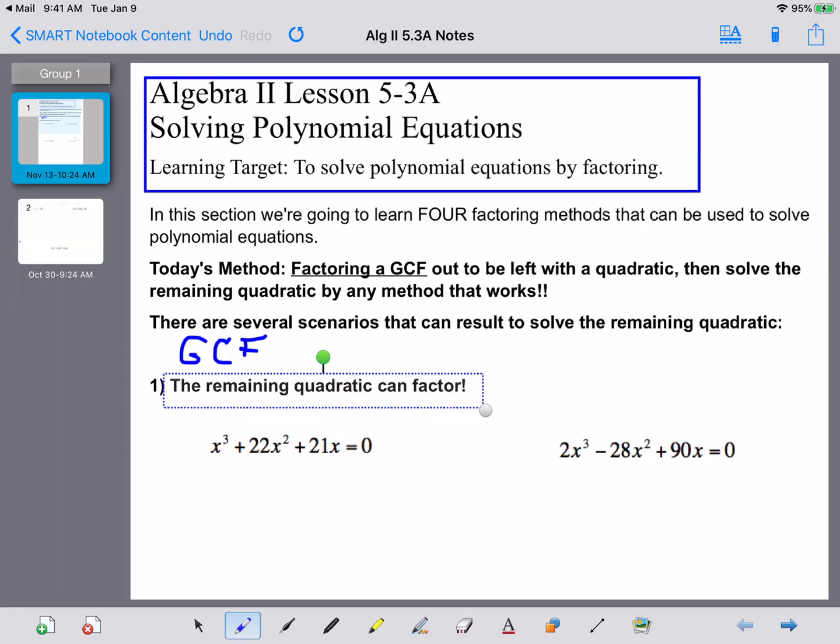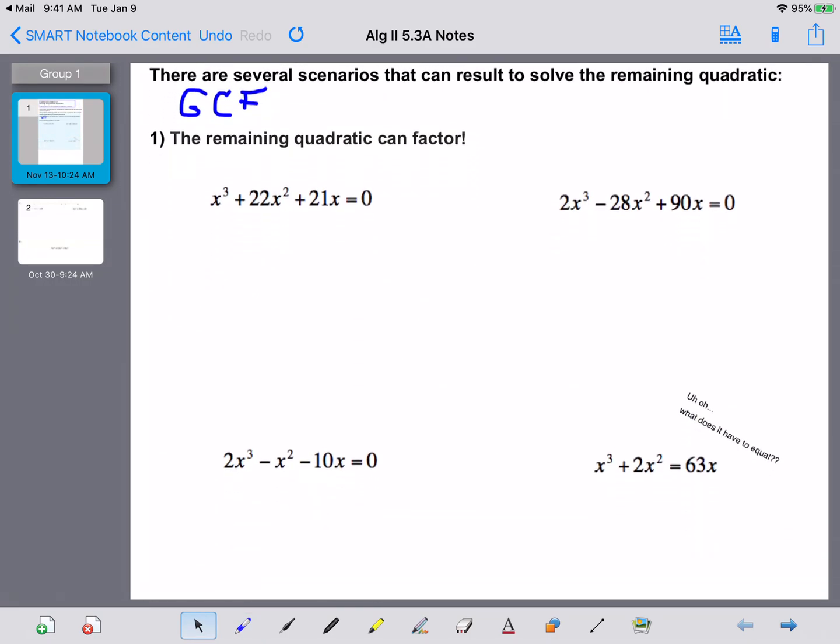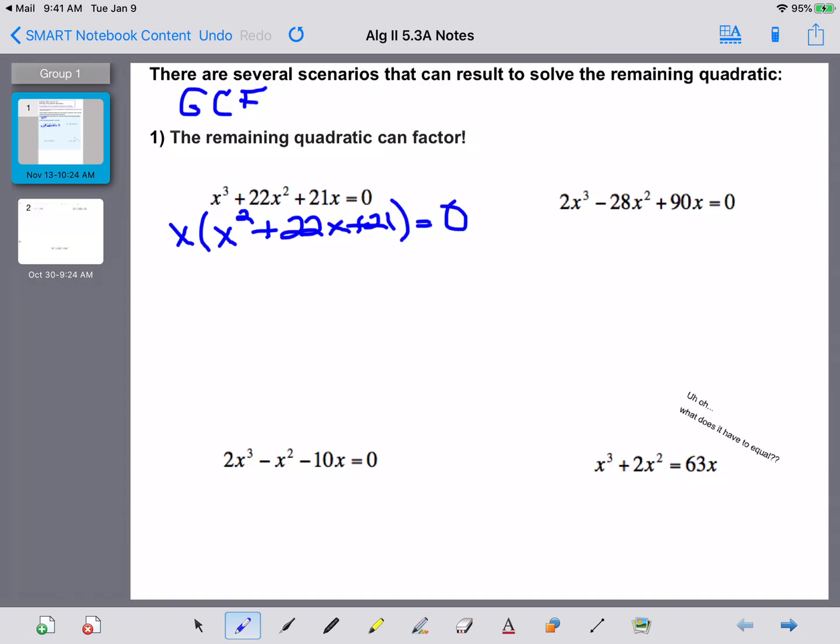So looking at our first example, x cubed plus 22x squared plus 21x equals 0. We're looking for a GCF that we can pull out. And in this one, we can take out an x. If we factor an x out of everything, we are left with x squared plus 22x plus 21. And then on the right side, we still have it equal to 0. And now that quadratic that we have left is still factorable. So we're going to keep going.